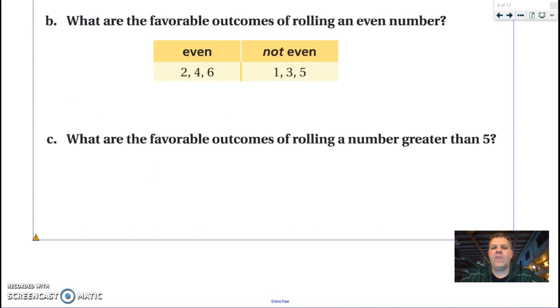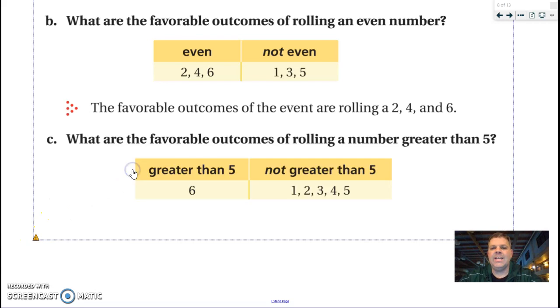Question C, what are the favorable outcomes for rolling a number greater than 5? We must determine that the only number greater than 5 is 6. So we have 1 favorable outcome of rolling a number greater than 5.